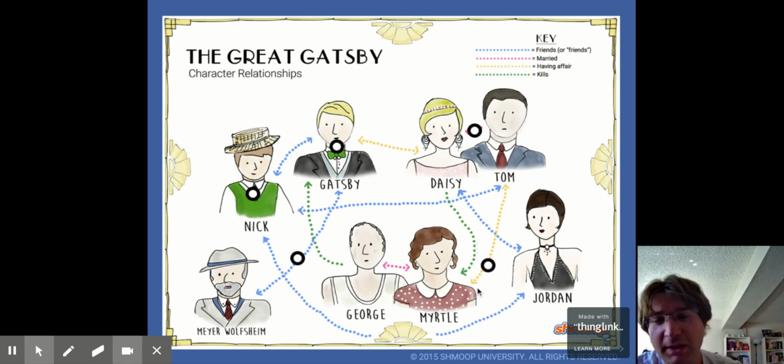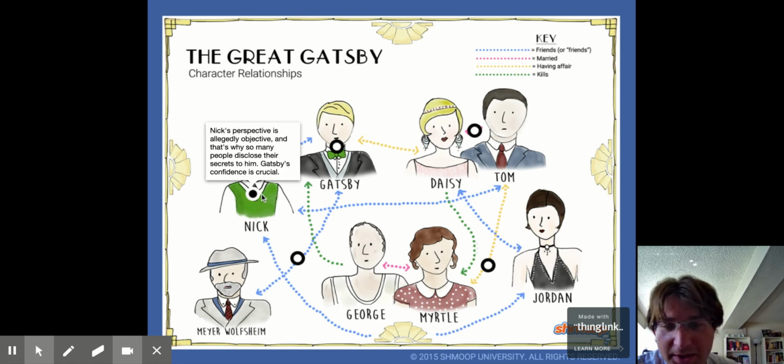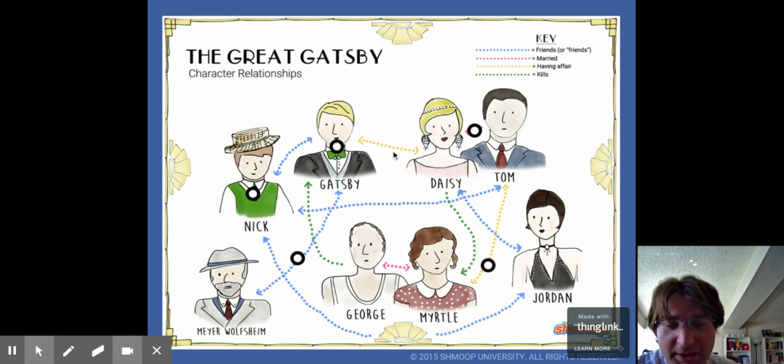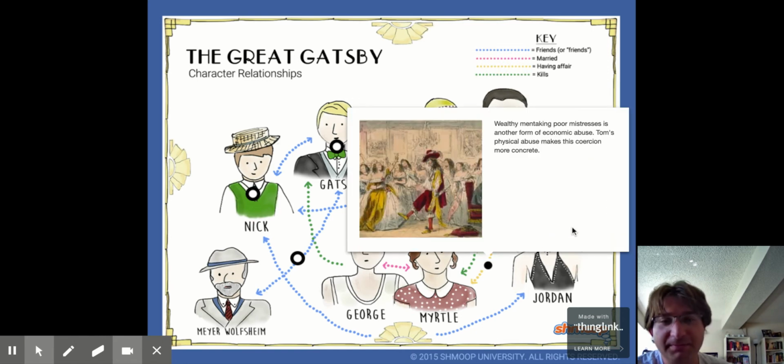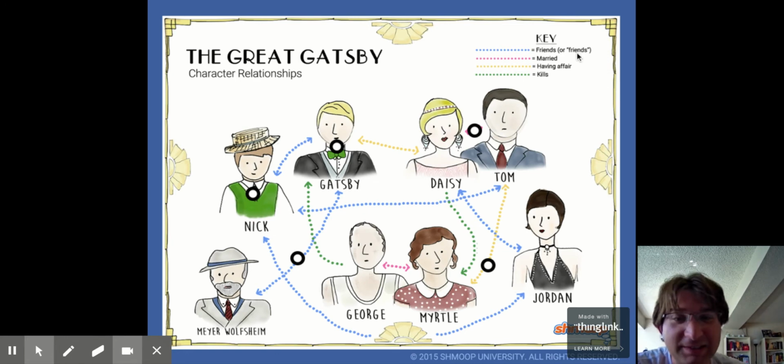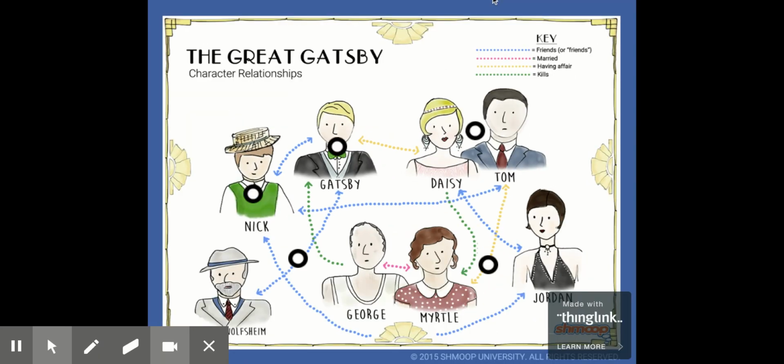So for example, here Gatsby is connected to Nick because they're friends, and Daisy because they're having an affair. Whereas Daisy is connected to, there's a little pink line under there, both Tom, and is friends with Jordan, and ends up killing Myrtle. If you read the book, it doesn't look like that, but she does. It's her fault. She kills Myrtle.